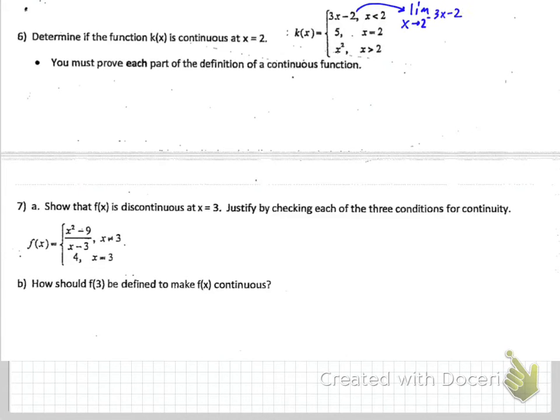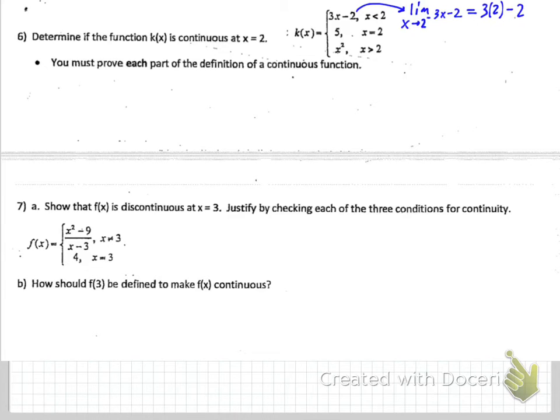All right. This next one asks us to determine if a function is continuous at x equals 2. Notice x equals 2 is the problem because all of these happen right around 2. We have x less than 2, x equals 2, and x greater than 2. So what we must do is show each part of the definition of a continuous function. What I'm going to do is take the limit from the left and the limit from the right and evaluate the function, and we're going to see how those compare.